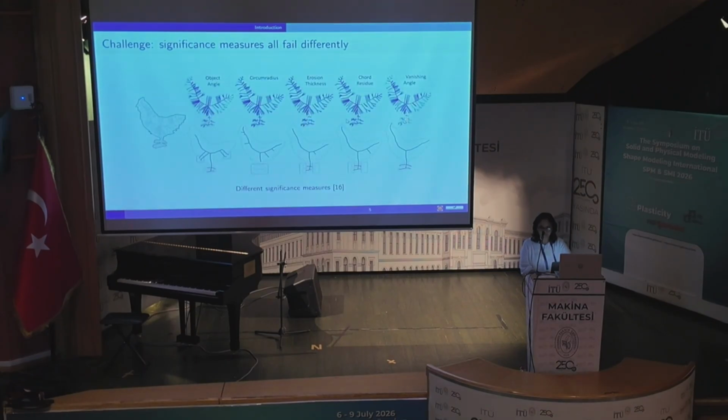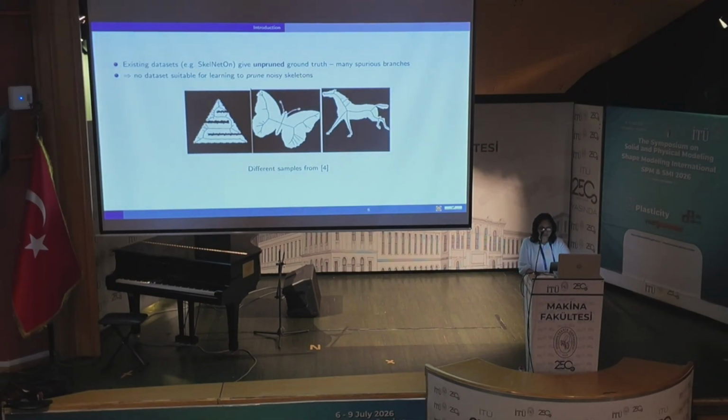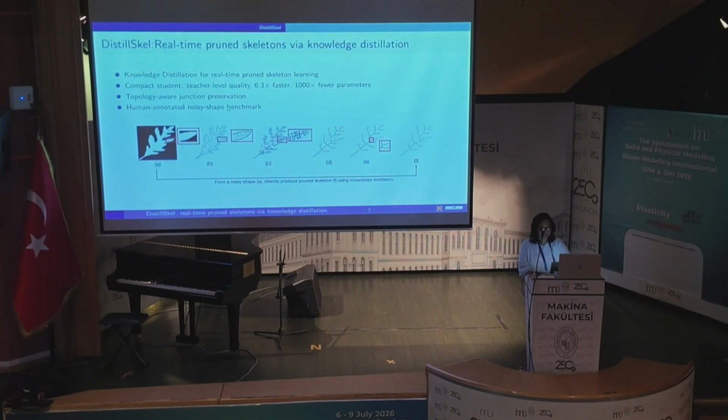These are different significance measures in the literature. Each of them has its own pitfalls. Some of them do not completely remove all the unnecessary branches, while others over-prune. In the literature, there is one approach for learning skeletons in a supervised manner. This was one dataset released as part of a CVPR challenge, but it is no longer publicly available. It is also not suitable for a pruning task because you can see many unpruned branches still exist in the dataset.